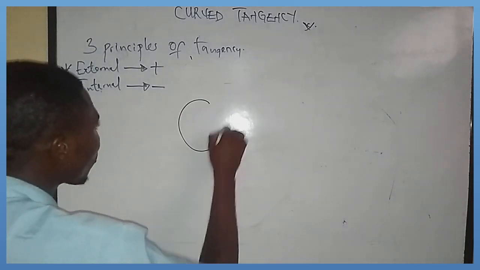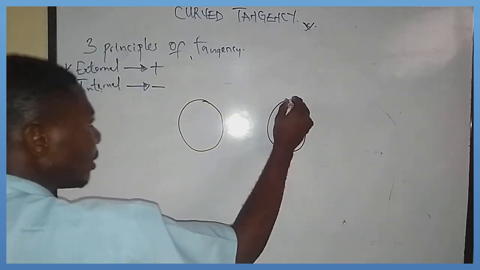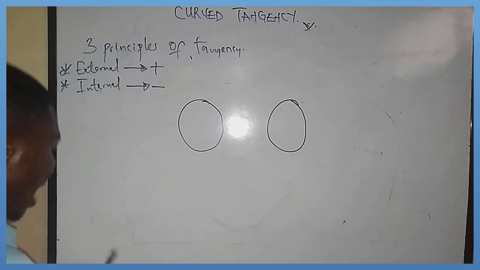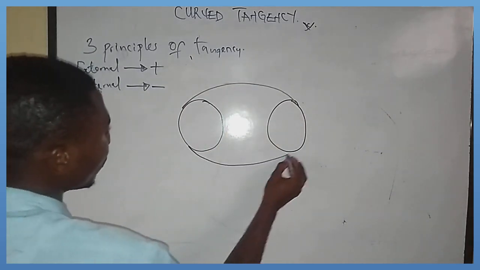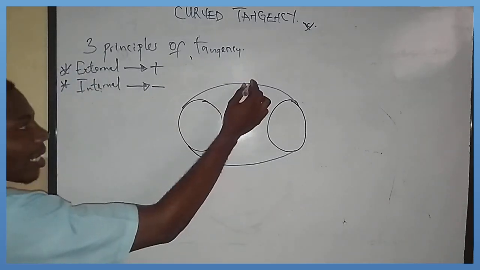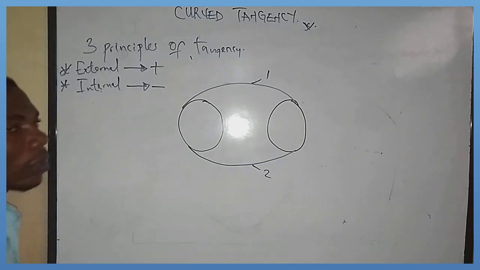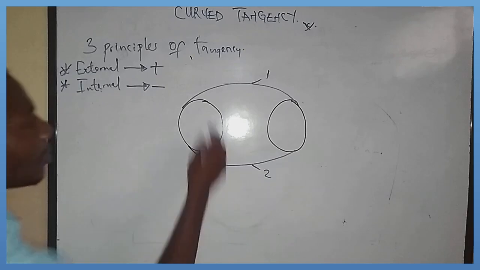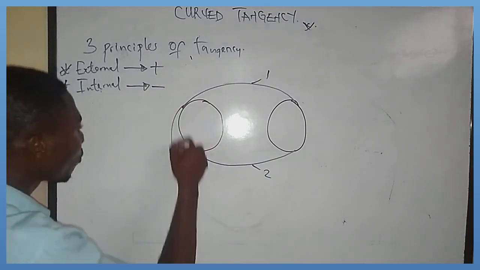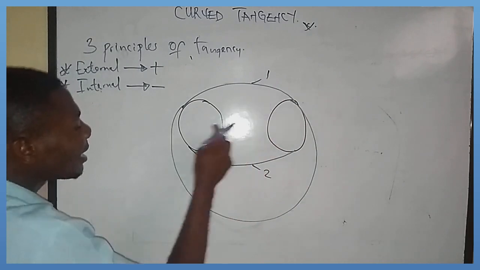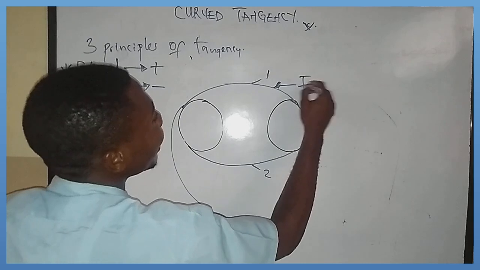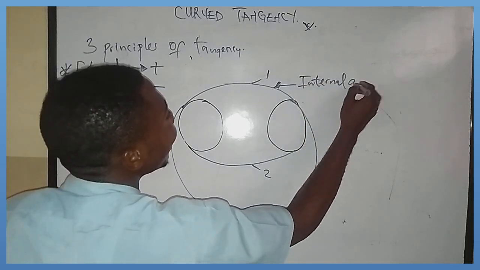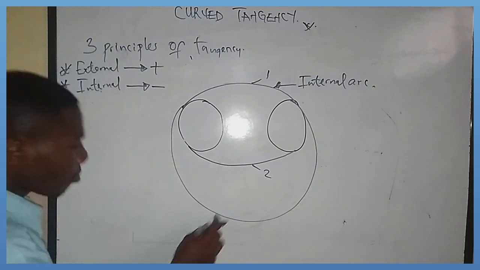I'm having my first circle in this manner, my second circle in this manner. So I'm having my arc right here, then another one right here. So arc 1 and arc 2, are they internal or external? This arc 1, if I make it a complete circle like this, can you see? It encamps the two circles. It is actually touching. Therefore, my arc 1 is an internal arc.